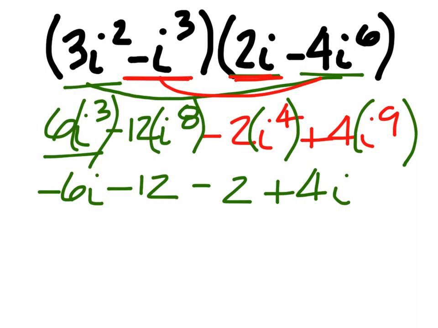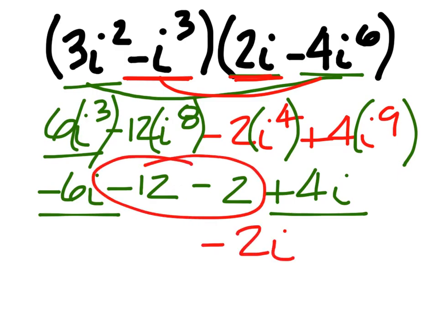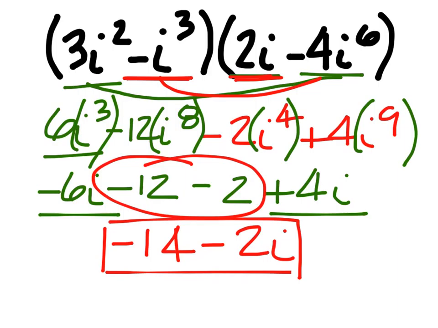Now we'll simplify, and we have minus 6i plus 4i, which is a negative 2i. And then here with the constants we have negative 14. So it's negative 14 minus 2i.